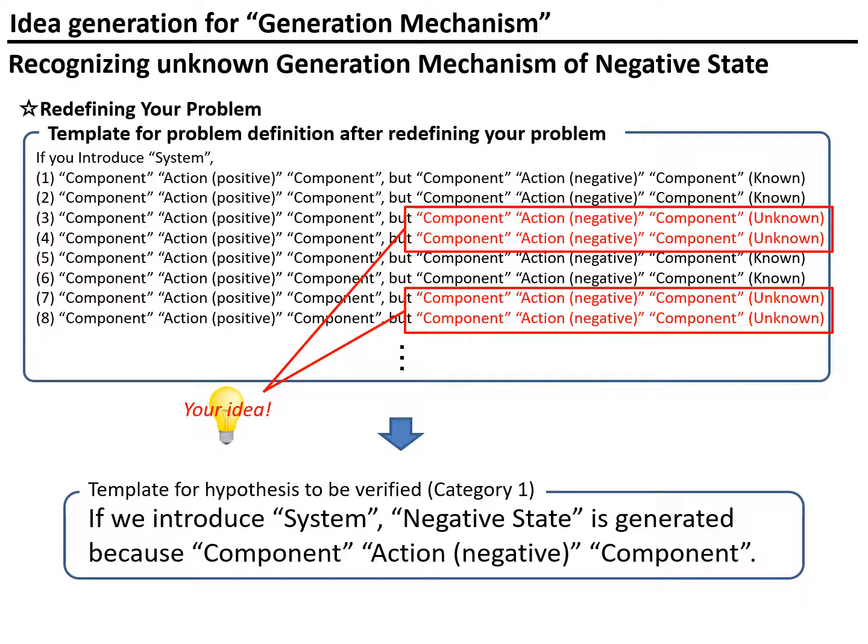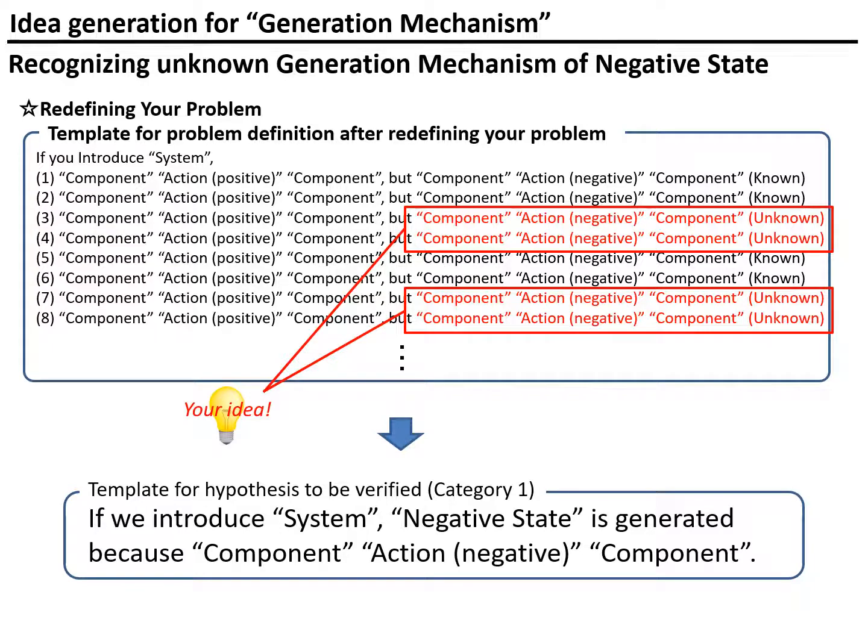Again, these are the results of redefinition of your problem. Some of the functions related to negative states could be something which is not noticed by anybody in the world. So if you think some of these unknown functions related to negative state need to be verified, that could be your research topic, and that could be the idea, as a hypothesis for further investigation in your research.